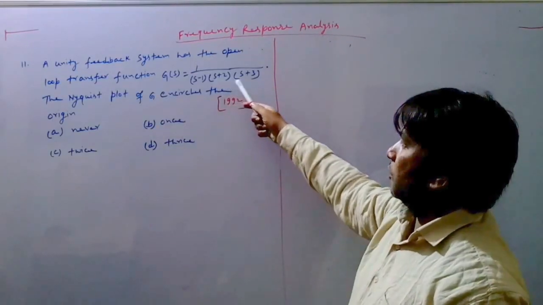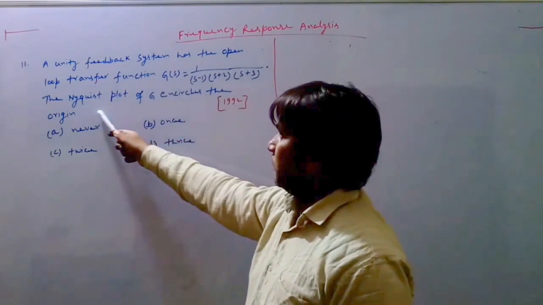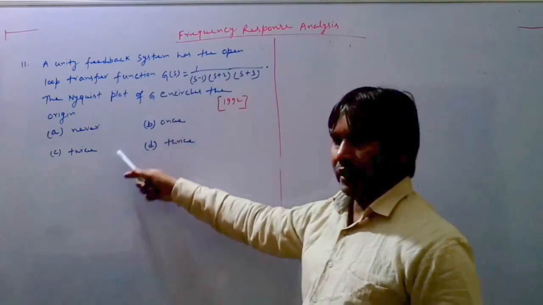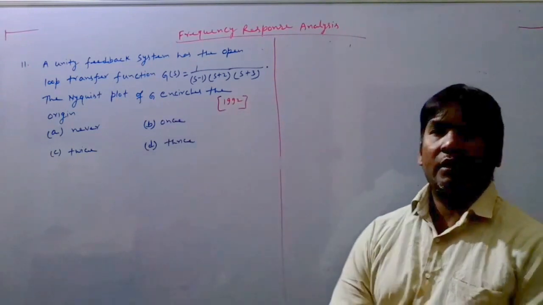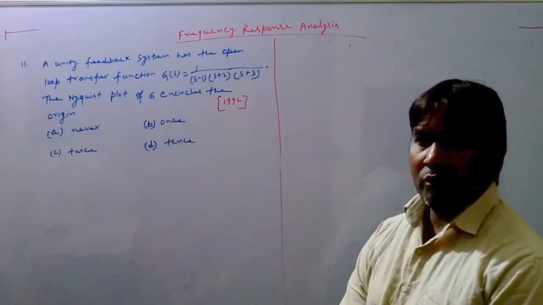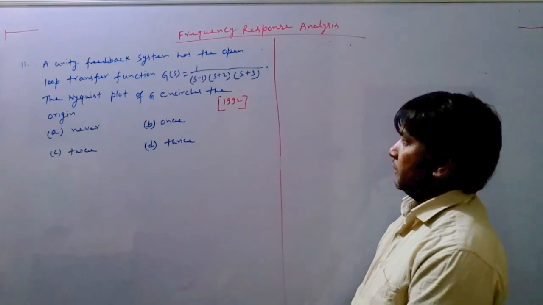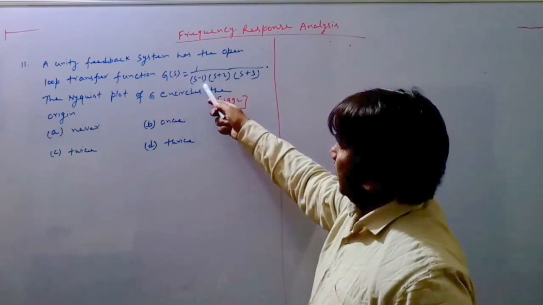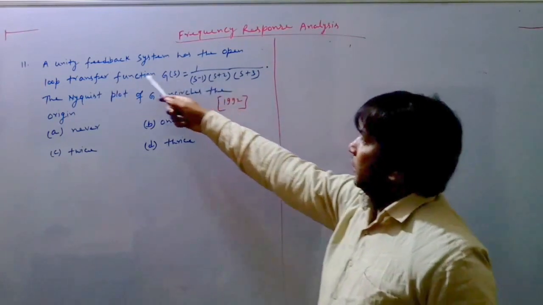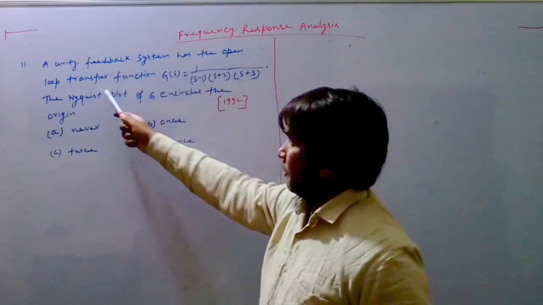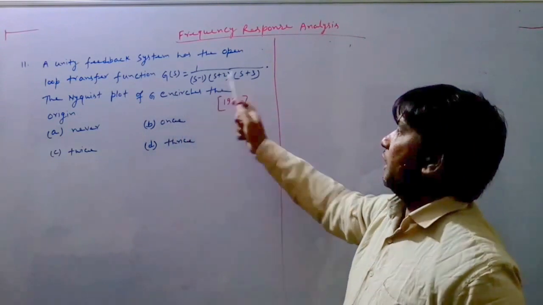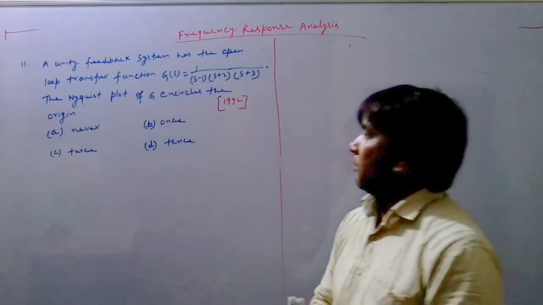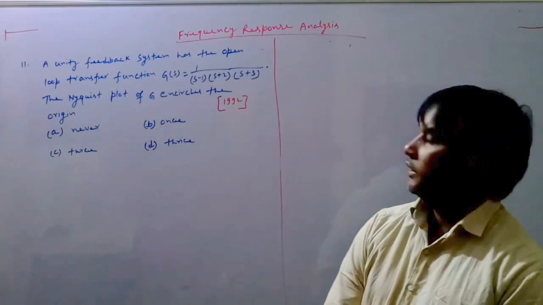Into (s plus 2) into (s plus 3), the Nyquist plot of G encircles the origin. There are 4 options given, and this question has been asked in GATE 1992. So according to the principle of argument, a unity feedback system has the open loop transfer function, and it is asking about the Nyquist plot of G.